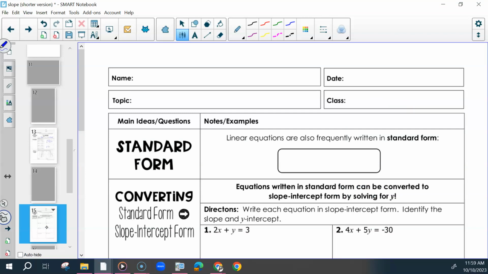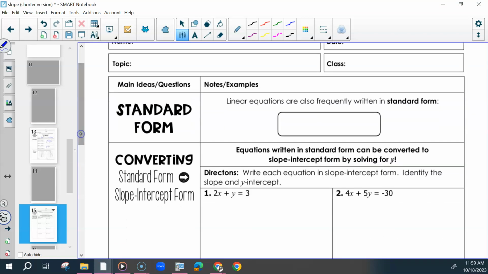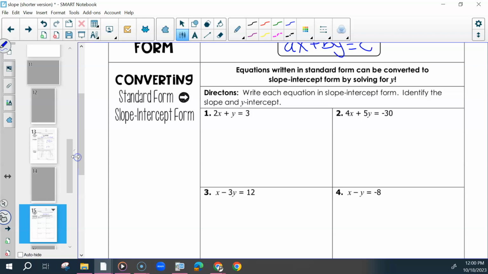Sometimes your equations are written in standard form, which is ax plus by equals c. You don't really need to remember that, you just need to know that's what it looks like. But when it's in standard form, we have to convert it. So this is where our literal equations comes back into play, because we're going to be solving equations, rearranging, so that it gets back into y equals mx plus b. So we're going to be solving for y, getting y by itself.